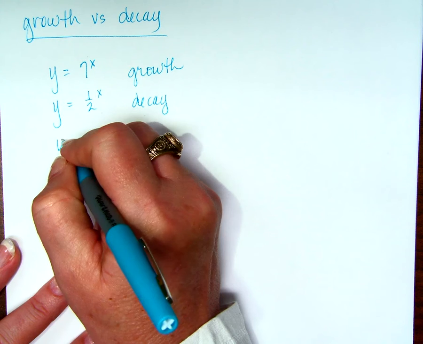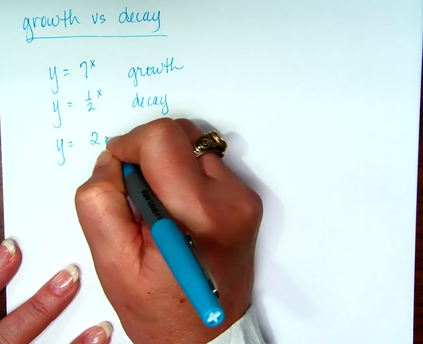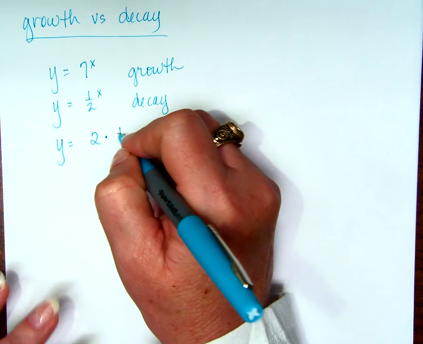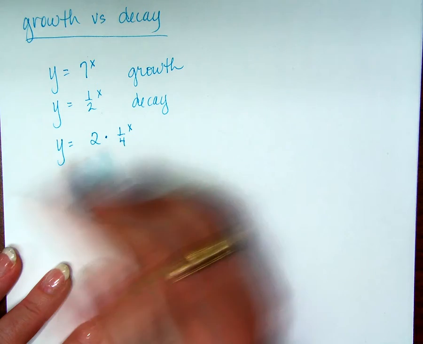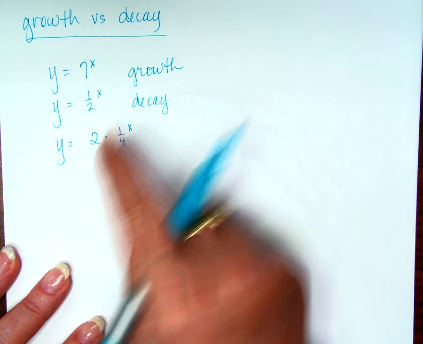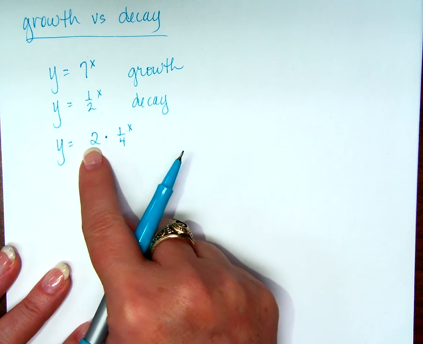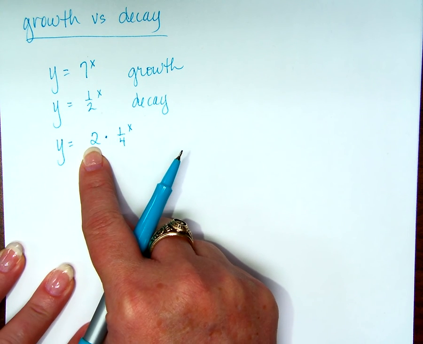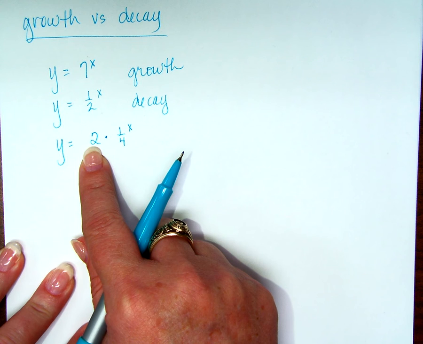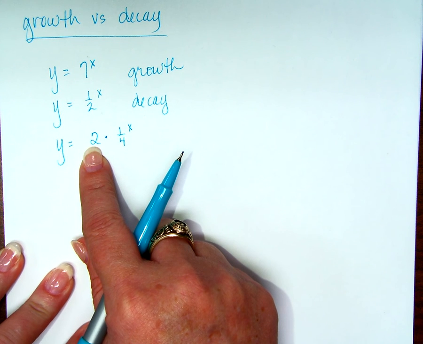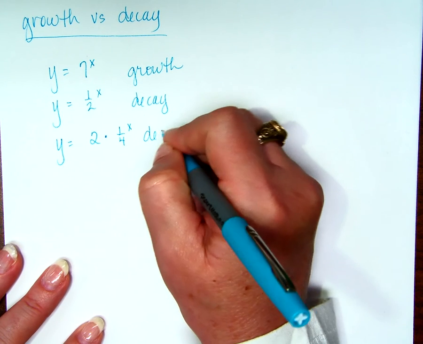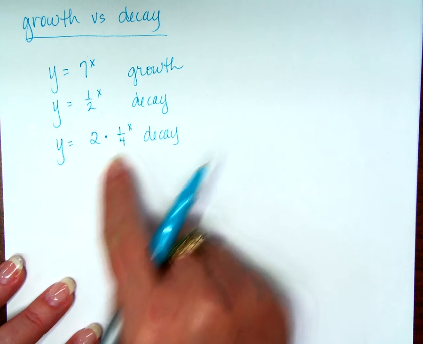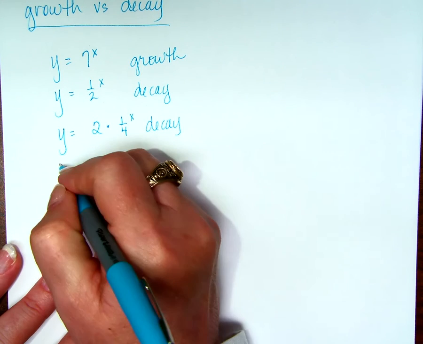What about this one? Why is it decay? Yeah, but don't we multiply it by 2 first? No, we don't ever do that, do we? That was harsh, I'm sorry. We don't ever multiply these, can we? Okay, but it is decay because the base of the exponent is between 0 and 1.